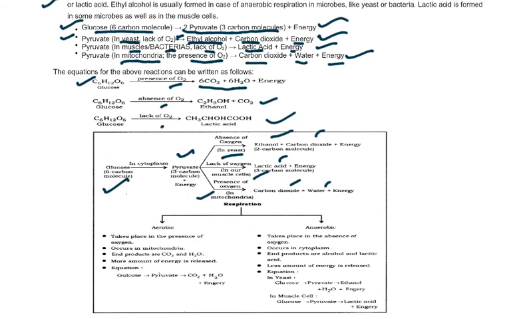So the difference between aerobic and anaerobic respiration is that aerobic respiration occurs in the mitochondria, carbon dioxide and water are formed, and a large amount of energy is released. Whereas in the absence of oxygen, where does it occur? In the cytoplasm, alcohol and lactic acid are produced, and a lesser amount of energy is released.